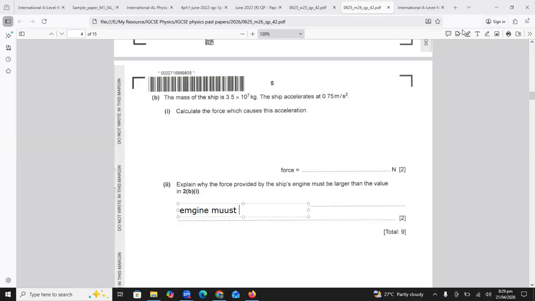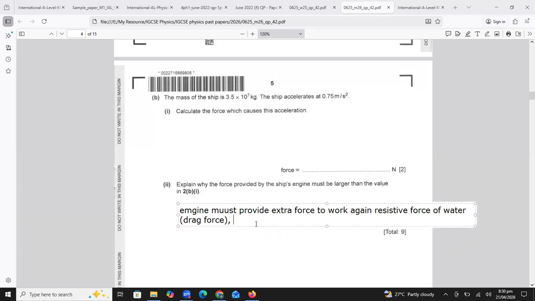Engine must provide extra force to work against the resistive force of water, and the resistive force of water is called drag force. All right, students. Engine must provide extra force to work against the resistive force of water, and that resistive force is called drag force. So that's why, students, due to the drag force, the engine is putting in more force. So the actual force is greater.